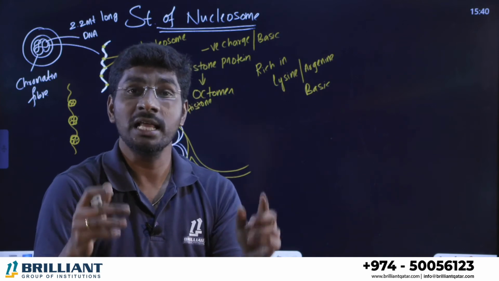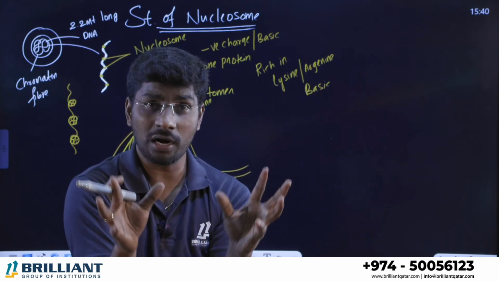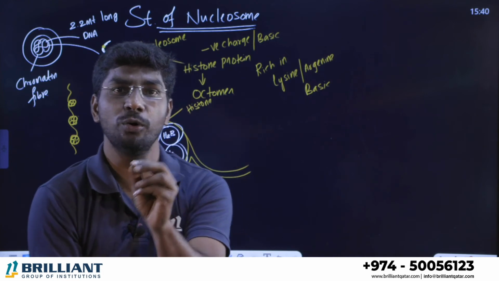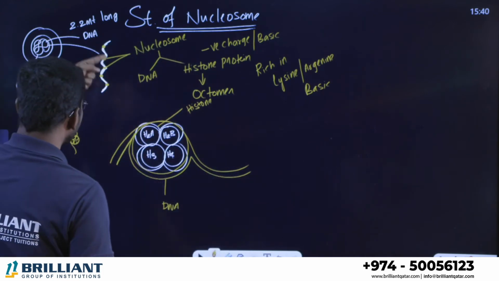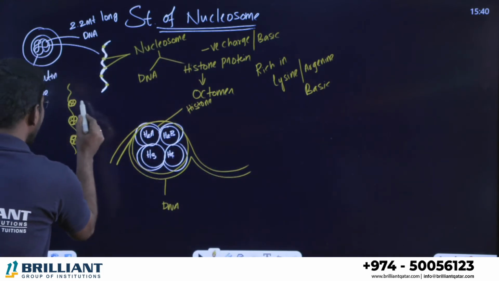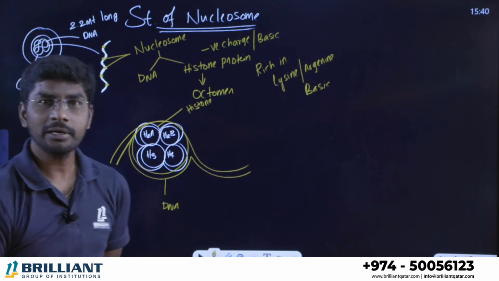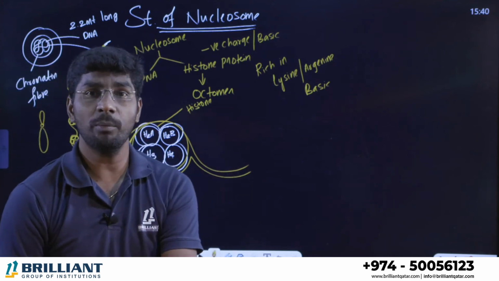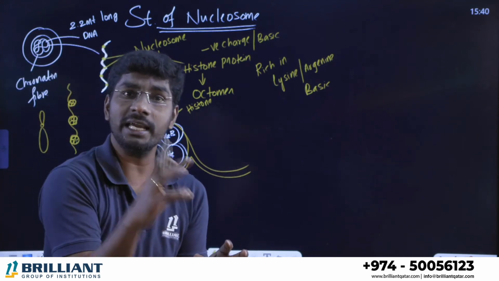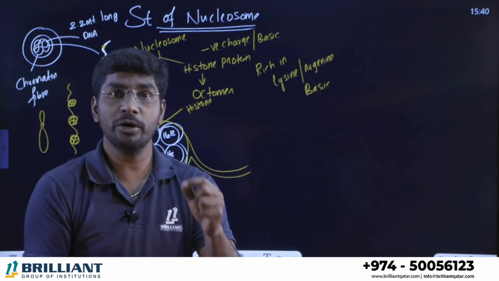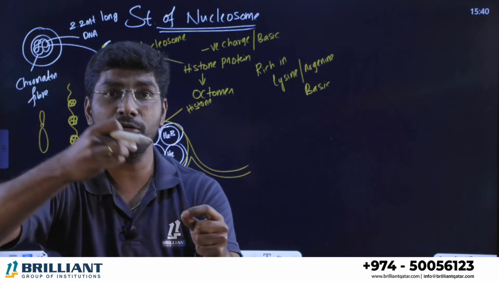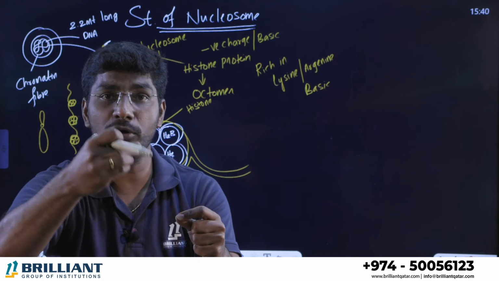Am I clear, students? That's how they start to condense to finally form a chromosome. During the cell division time, the condensation of DNA finally leads to the formation of, tell me what? Chromosome, like this. Am I clear, students? Now, keep in your mind, the packaging of DNA inside the nucleus is done because the DNA is wrapped around where? Wrapped around where?